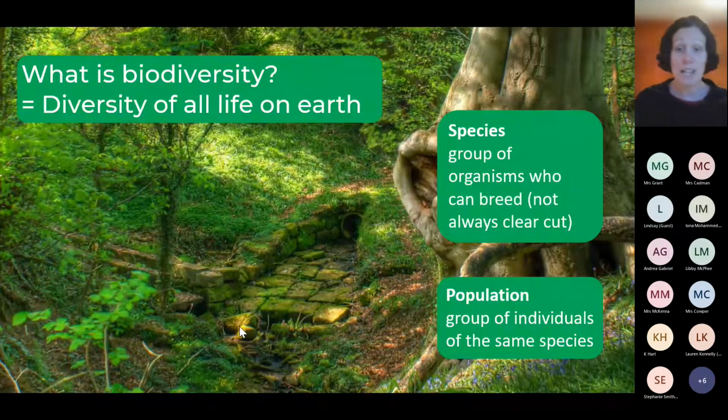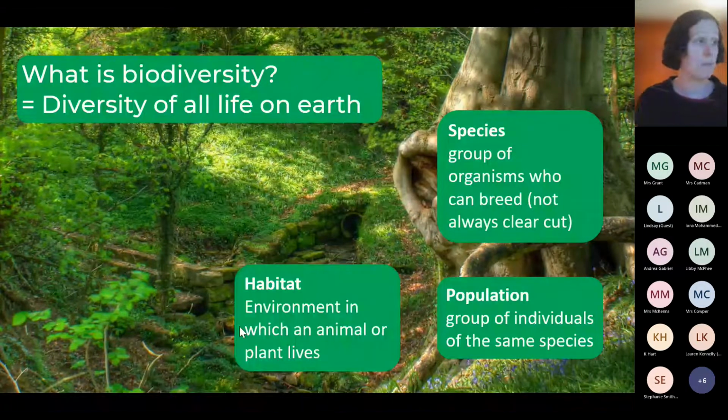Someone mentioned the word habitat. So habitats are very important. The habitat is the environment in which an animal or plant lives. Basically, it's home. And if an animal doesn't have the right habitat or a plant doesn't have the right habitat, it can't survive. So we need to look after habitats.